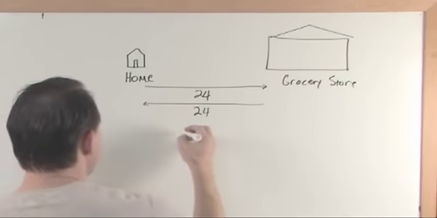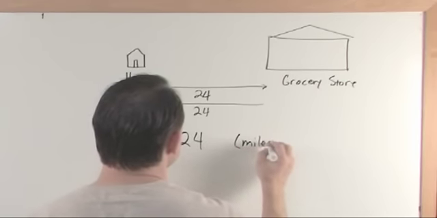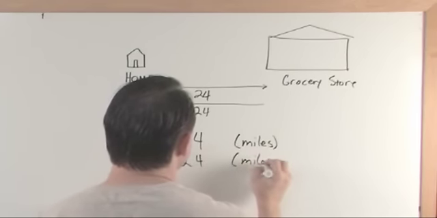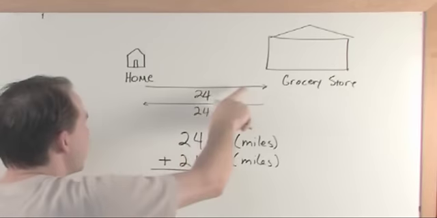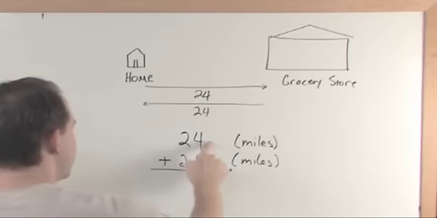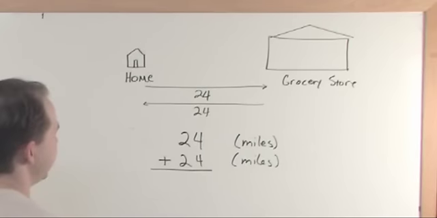What is the total distance traveled? It's going to be 24 what? Miles. Let's always write that down. And 24 what? Miles. And we're going to add them together. And the reason we're adding them together is because it's 24 miles to get to the store and 24 miles to get back home. So we're adding 24 miles and 24 miles, and we're going to find out how many miles total that is, okay?